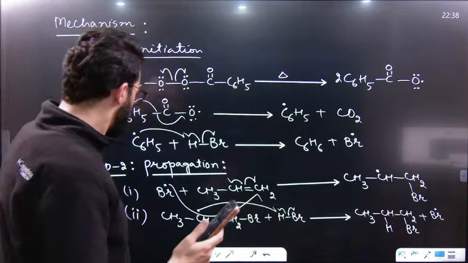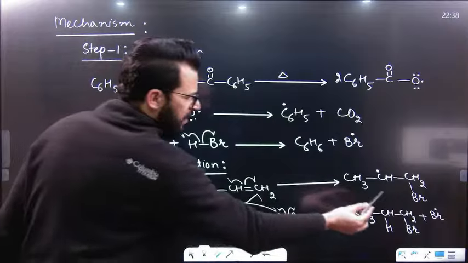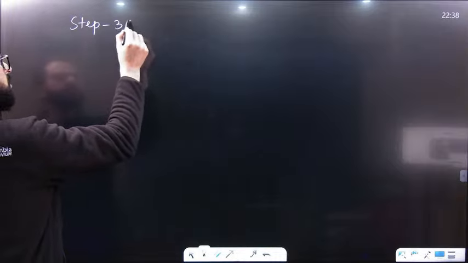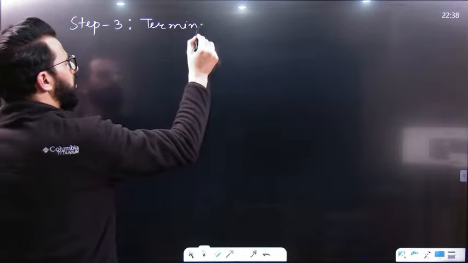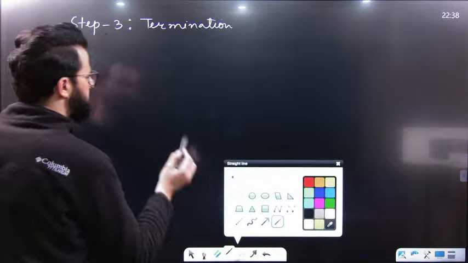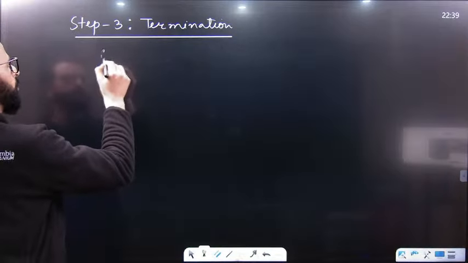Okay, that's great. Now, in the final step, what will happen? In the final step, these types of radicals will combine. So the third step is termination. Product formation takes place in propagation, and all the steps of propagation must be exothermic. So our third step is termination. So what happens during termination?